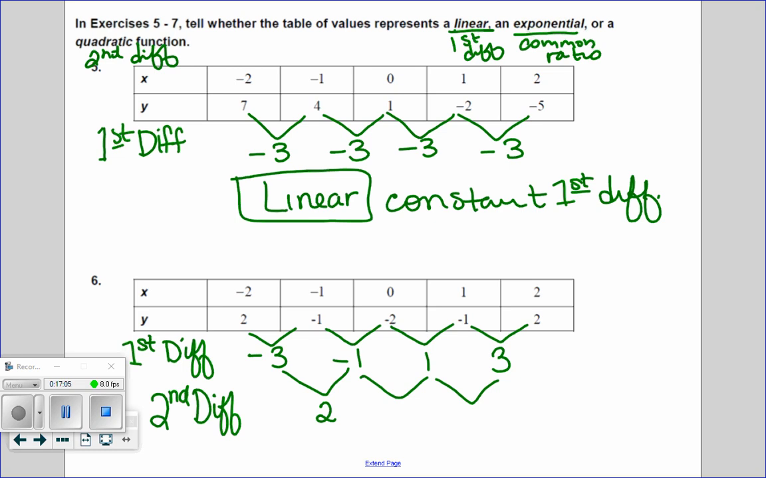Okay, what about from negative 1 to positive 1? That's an increase of 2. Boom. Okay, what about from 1 to 3? Increase of 2. And ding, ding, ding, ding, ding. Here's our evidence. Our second differences are constant. Okay, and so that makes this a quadratic. Okay, does that make sense how those work? Yeah.